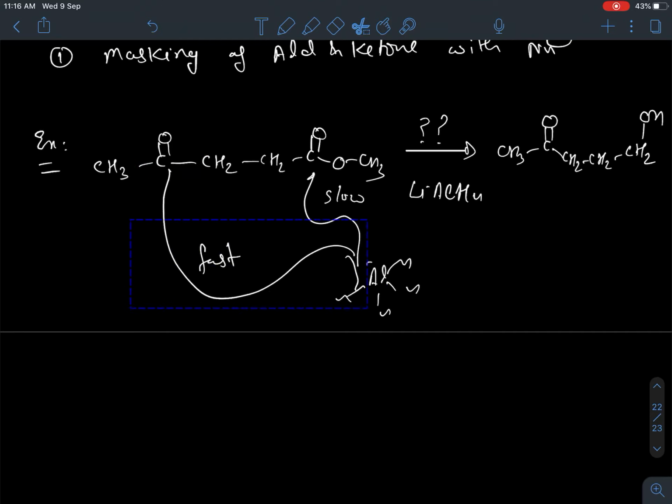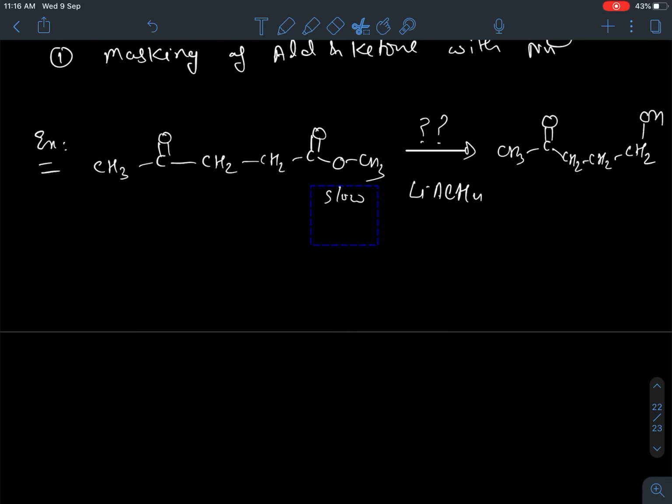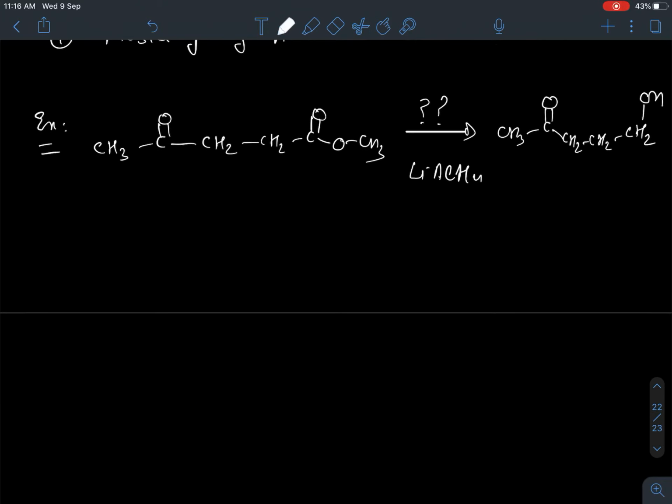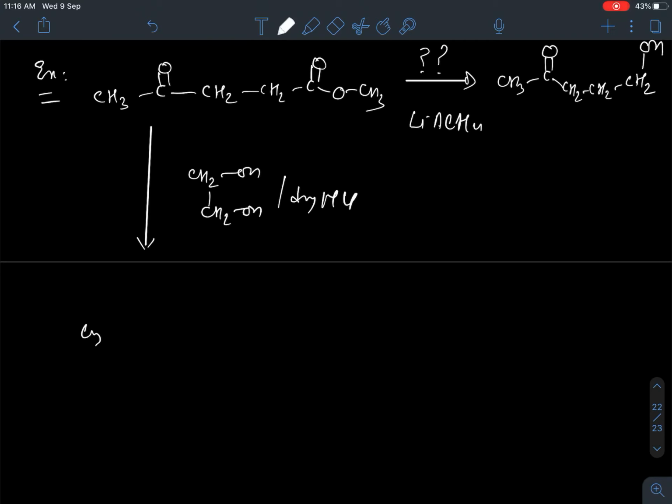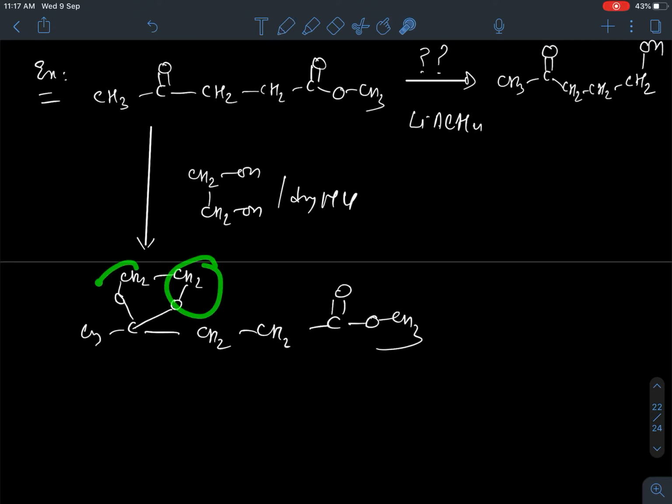So one of the best way of doing this is, first you mask this. Create a masking. How to mask? Take this polyalcoholic group, dry HCl, and convert this into acetal completely. So now it's a acetal. And once it is acetal, it will not be affected by nucleophile, क्योंकि ये ether जैसा हो गया. Ether are not affected by the nucleophile. Nothing will happen in this case.